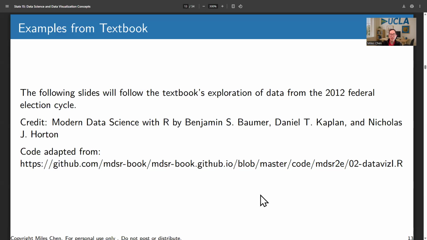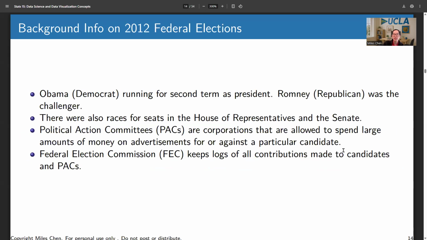And so we'll take a look at some of this. Okay, so Obama was running for a second term as president. Romney was the challenger. We had political action committees, and they're allowed to spend lots of money on advertisements for or against a particular candidate. And then the Federal Election Commission keeps a log of all kinds of contributions made towards candidates and PACs, and this is just looking at some of that data.